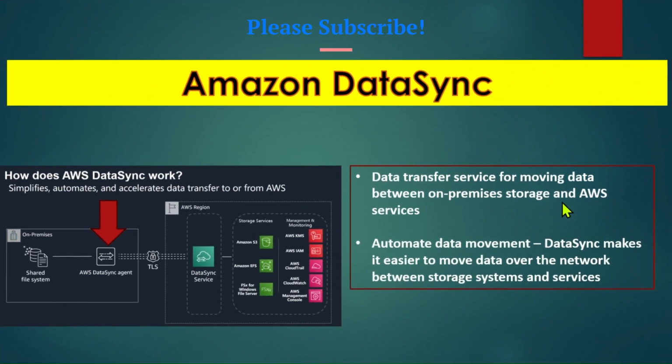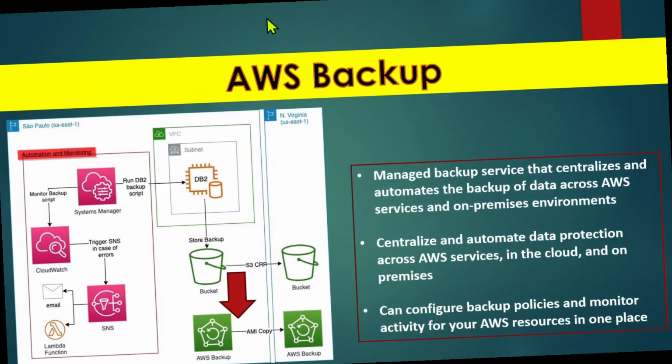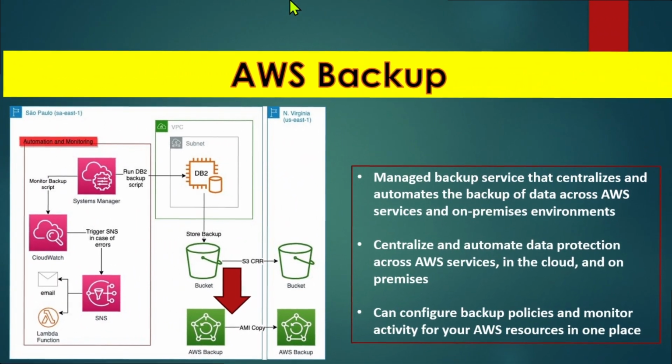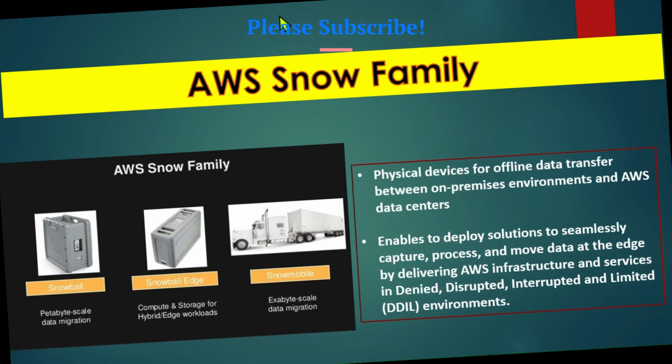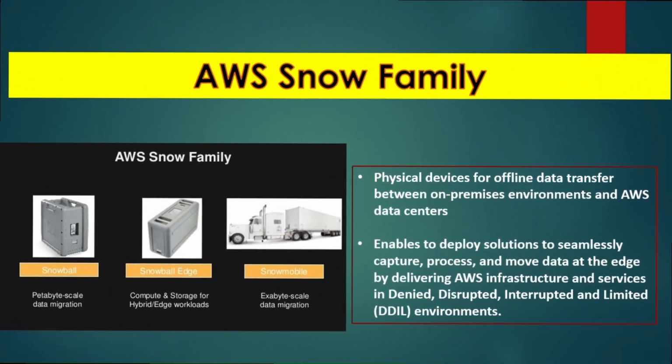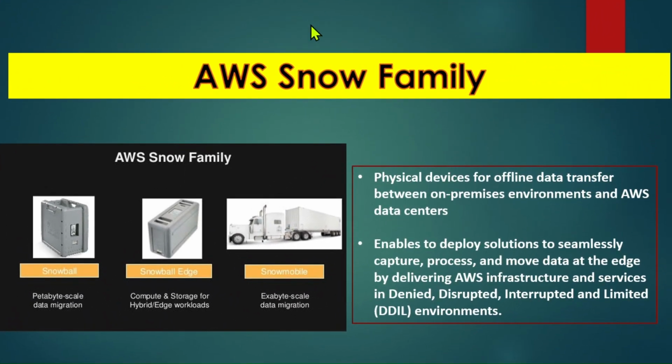Data transfer service for moving data between on-premises storage and AWS services. AWS Backup. Managed backup service that centralizes and automates the backup of data across AWS services and on-premises environments. AWS Snow Family. Physical devices for offline data transfer between on-premises environments and AWS data centers.